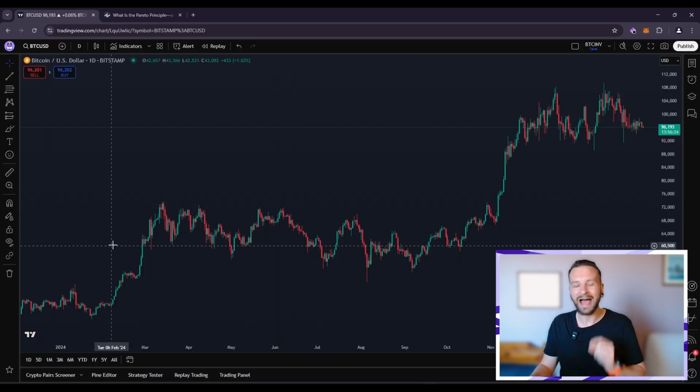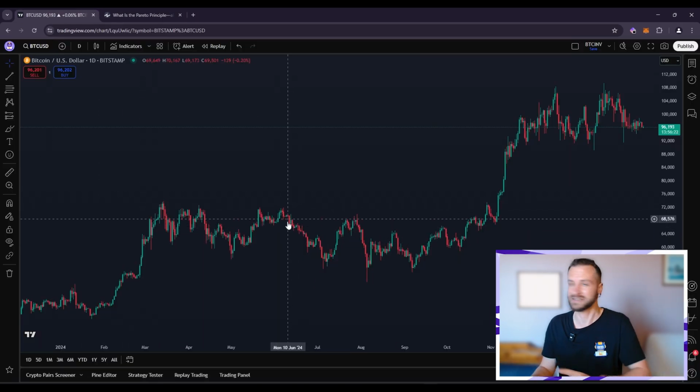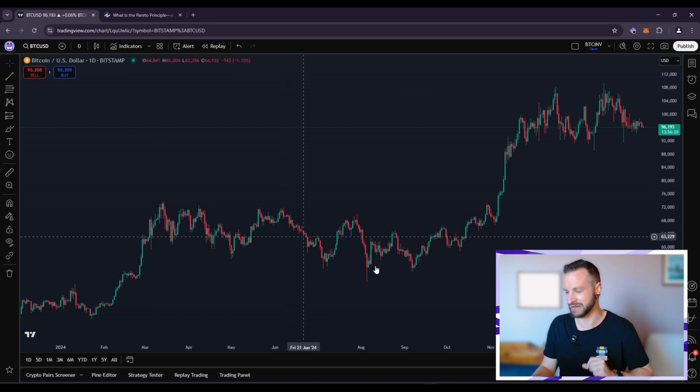Typically in a business, you will often see that 80% of the revenue is generated by only 20% of the clients. In investments, for example, you will see that 80% of the gains you make can come from only 20% of your total investments. So I was thinking, how does this apply to BTC? And it actually applies even more than you think.